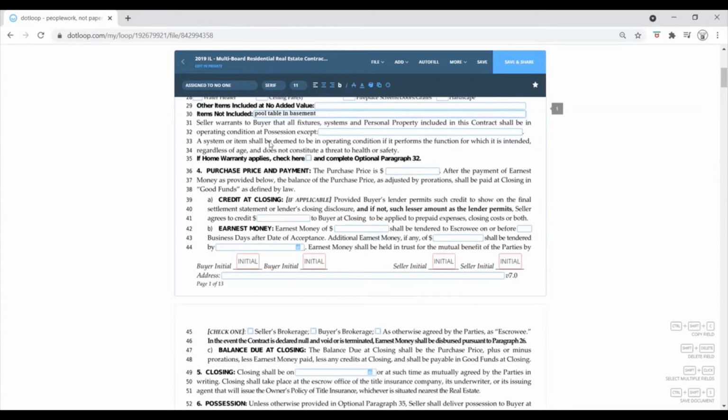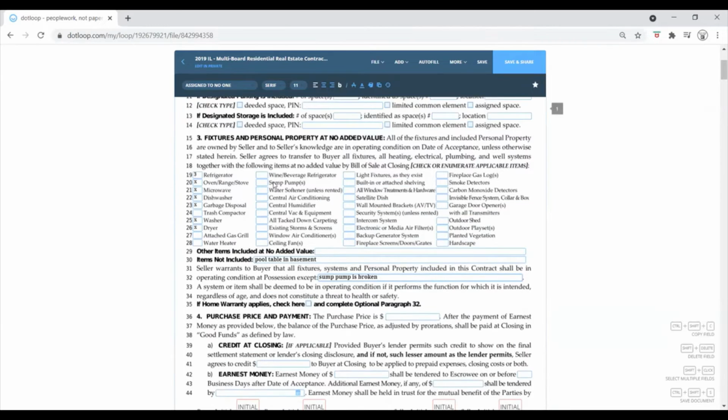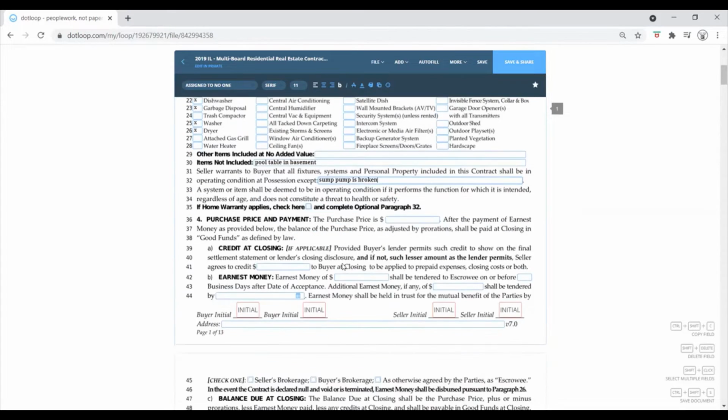If there's something that is not in operating condition, one of those fixtures, you're going to mark it here. So let's say that the sump pump is broken. We're going to go ahead and mark it there because it's listed. We have it marked, but it's not working correctly.